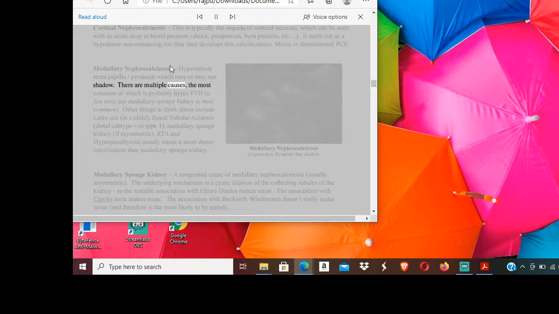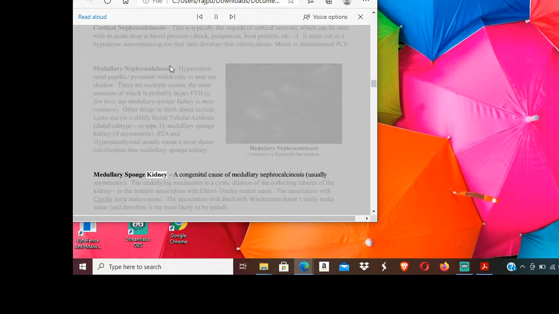There are multiple causes. The most common of which is probably hyperPTH. A few texts say medullary sponge kidney is most common. Other things to think about include Lasix use in a child, renal tubular acidosis, distal subtype or type I, medullary sponge kidney if asymmetric. RTA and hyperparathyroid usually cause a more dense calcification than medullary sponge kidney. Medullary nephrocalcinosis, hyperechoic pyramids that shadow.